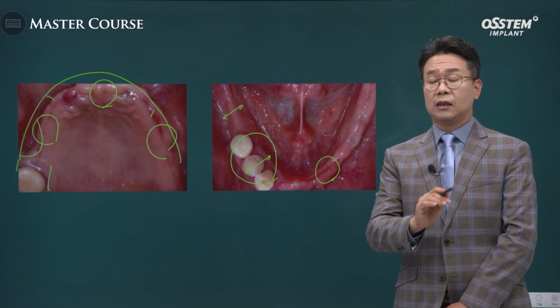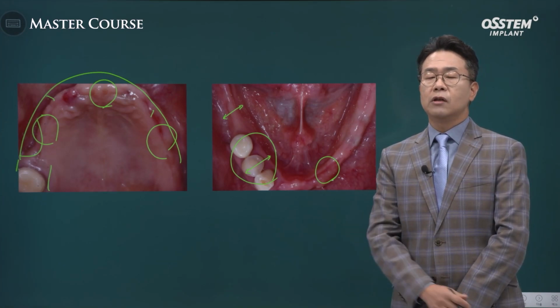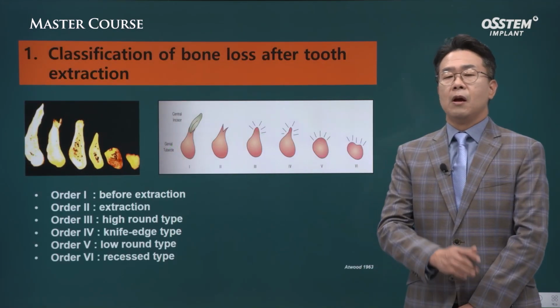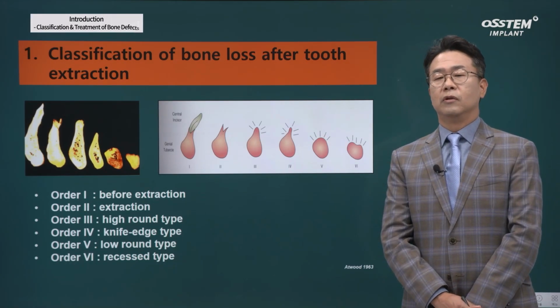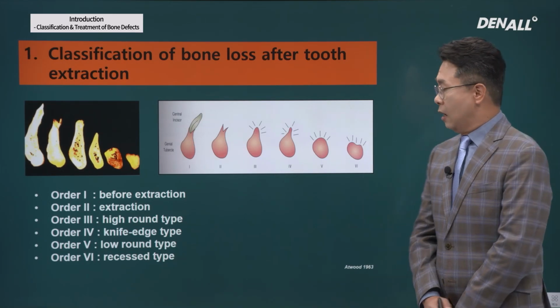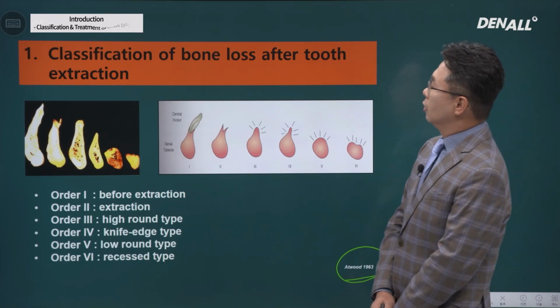After extraction, if you look at situations where it's been some time since extraction, we need to treat it separately. Since the past, there have been different classifications regarding the changes that occur in the alveolar bone. The first classification was presented by Atwood.